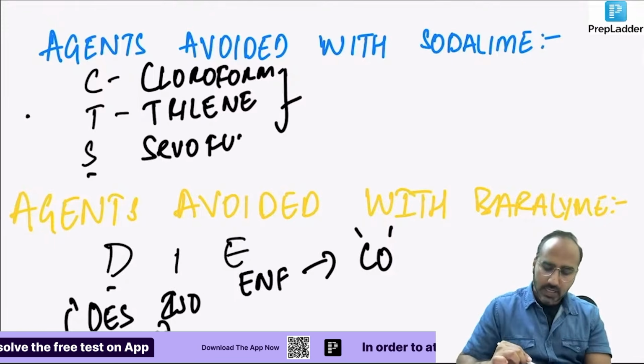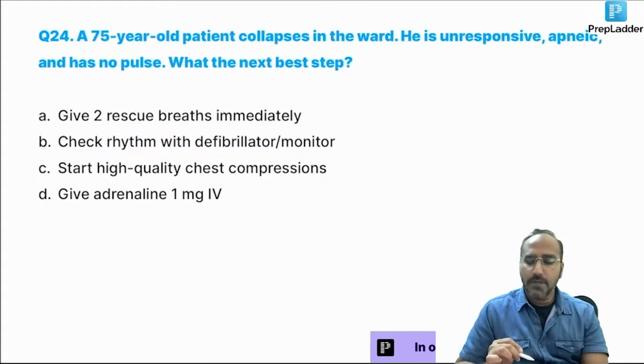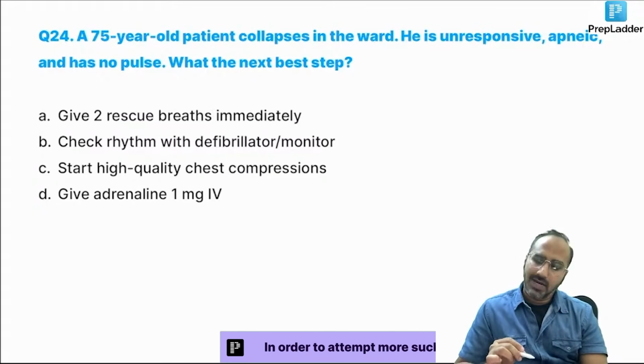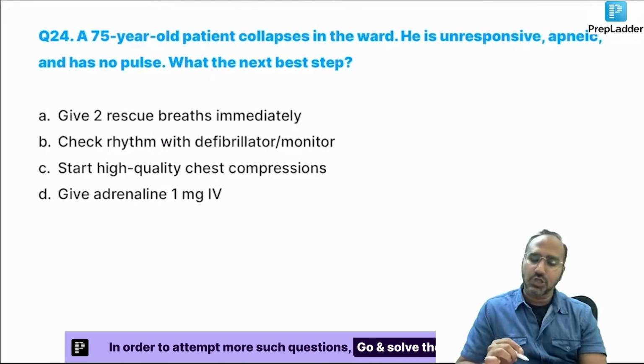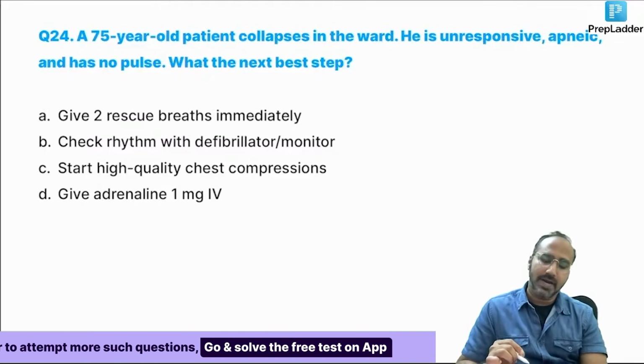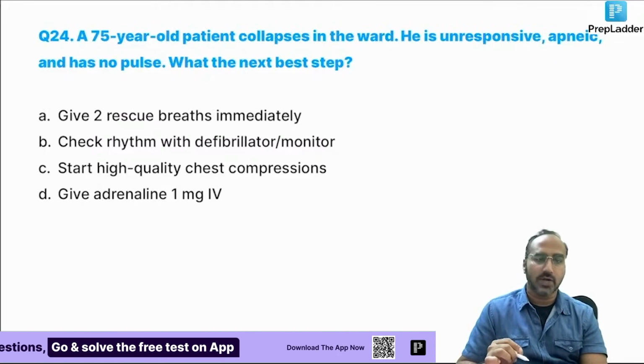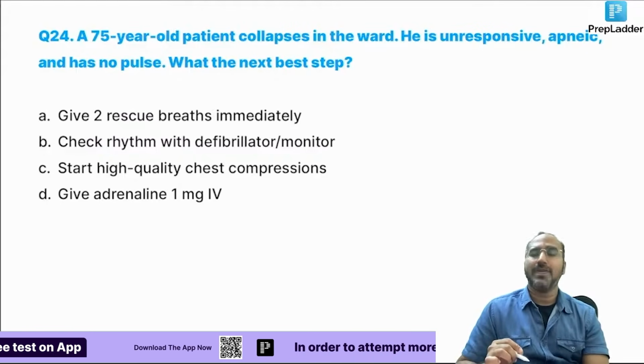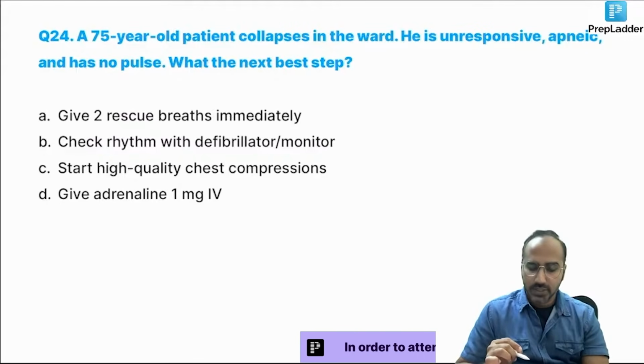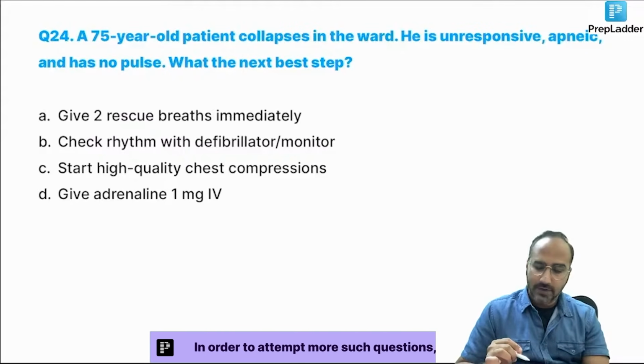Okay. Next guys. A 75-year-old patient collapses in the ward. He is unresponsive, apneic and has no pulse. What is the next best step in management? Come on guys. He has collapsed in the ward. What's the answer for it? Give 2 rescue breaths immediately? No. What should be the answer for it?